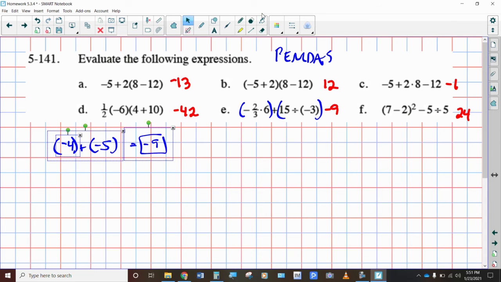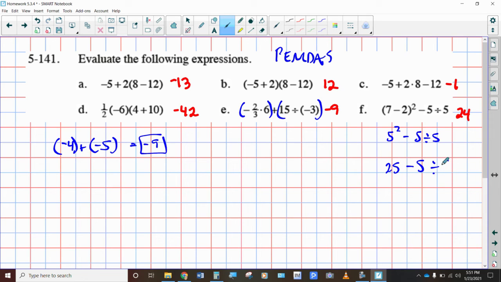Okay, now we're going to do this one. First thing we have to do is inside the parentheses. So it becomes 5 squared minus 5 divided by 5. Then we have to do the exponent. 5 squared literally means 5 times 5, so it's 25 minus 5 divided by 5.